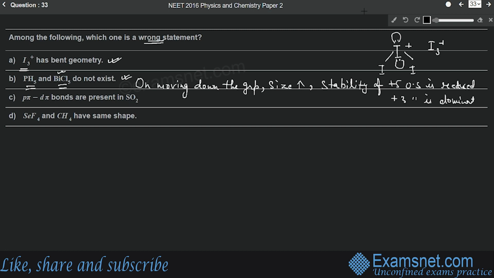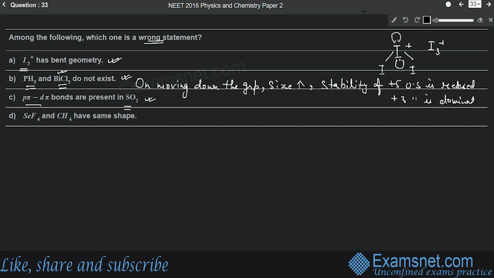Therefore bismuth cannot form pentachloride. Okay, so this does not exist. Okay, so this is a correct statement. Now let's move to the third statement. It says p pi d pi bonds are present in SO2. This is also a correct statement.